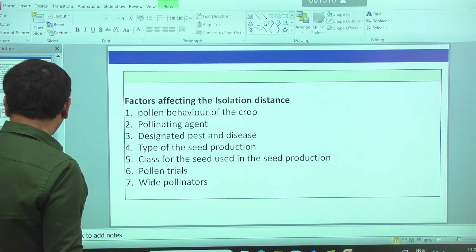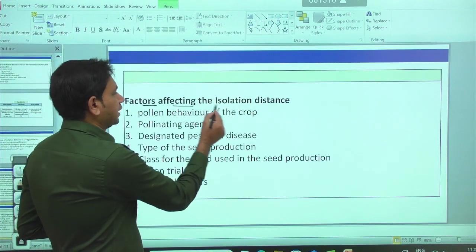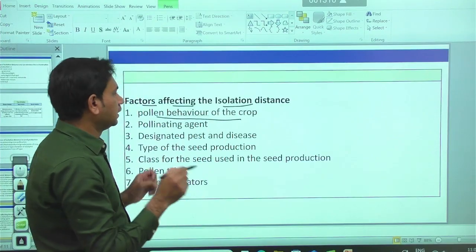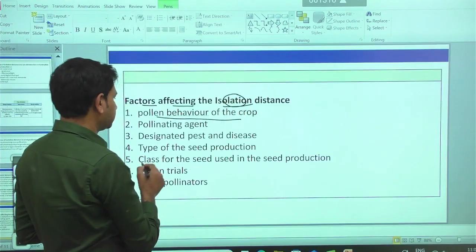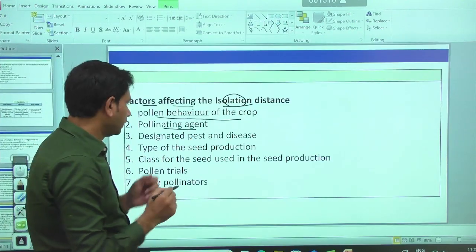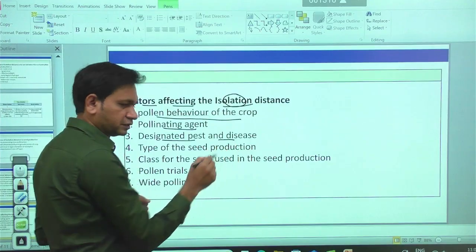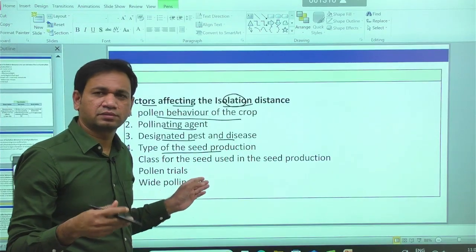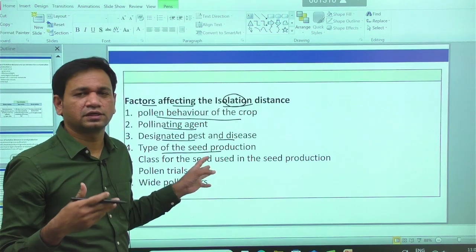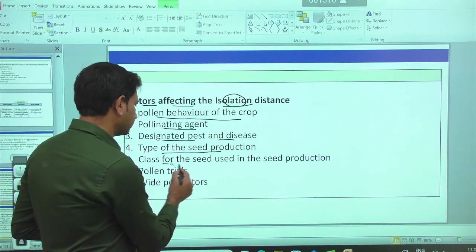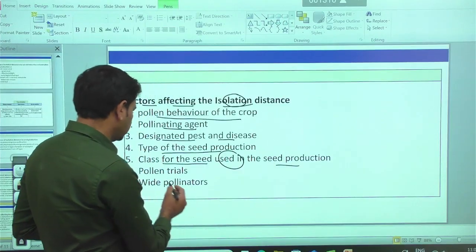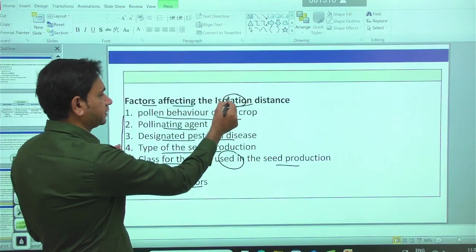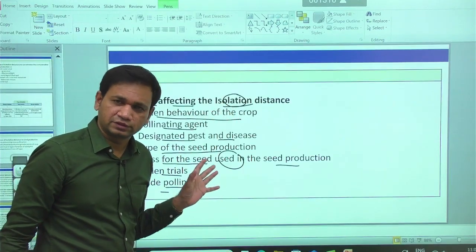Then some of the factors which affect the isolation distance: one is the pollen behavior of the crop, which can determine the overall isolation distance. Then the pollinating agent, pests and diseases in the given crop, then the type of seed production. We have foundation seed production, breeder seed, nucleus seed production, then the classes of seed used for seed production, then pollen trail and wild pollinators. These factors can affect the isolation distance in the given seed production technique.